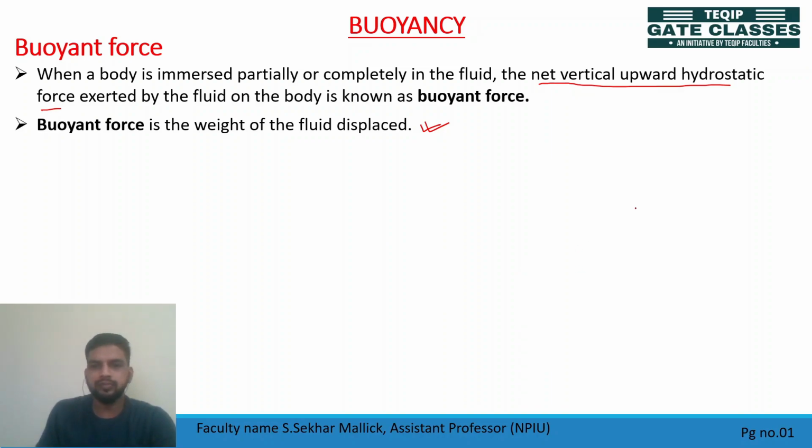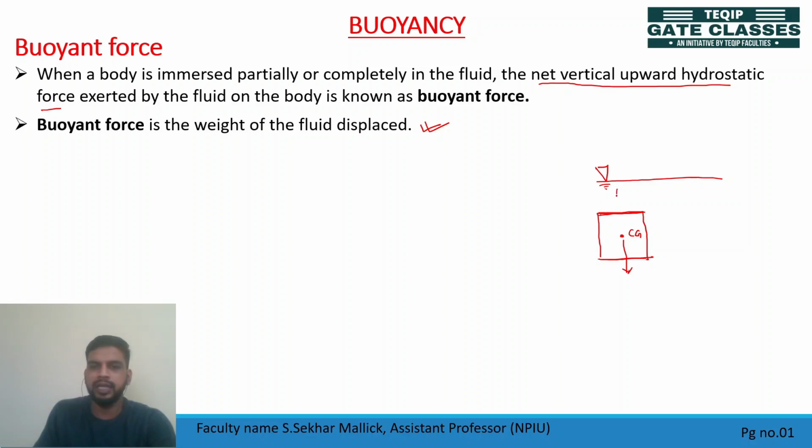Okay, so let's take a body here which is completely submerged. This body is completely submerged in liquid. The weight of the body will definitely act downward from the CG. This is CG. As it is completely submerged under the liquid, the top surface and bottom surface of this solid body are horizontal surfaces. These horizontal surfaces will experience hydrostatic force.